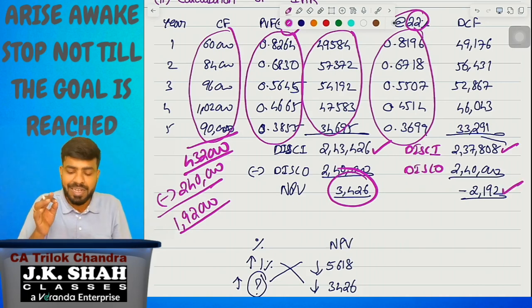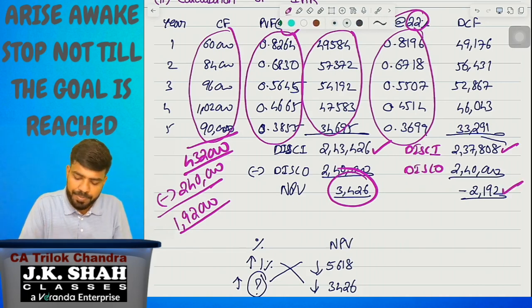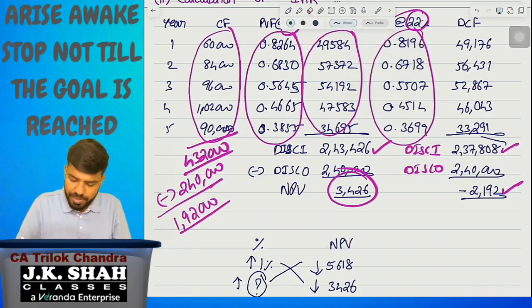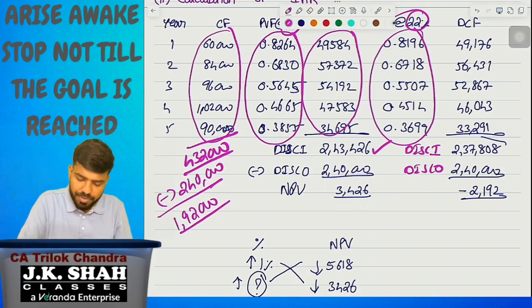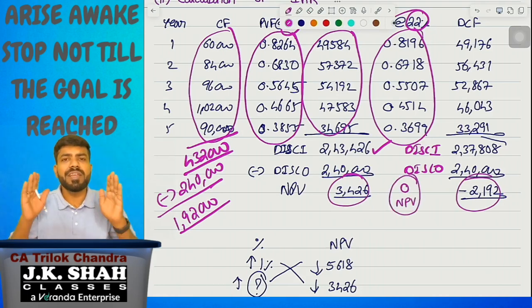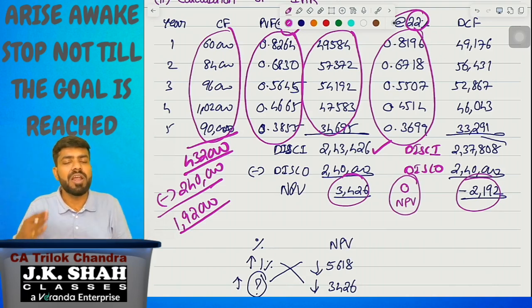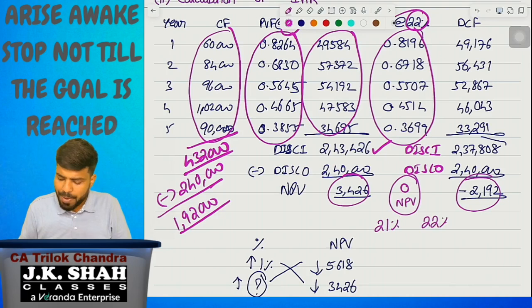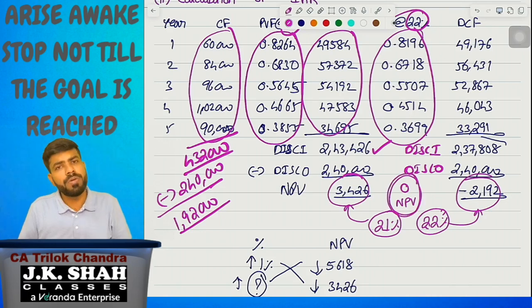Listen to me carefully. Here it is a positive value, and here it is a negative value. Positive, negative. Somewhere in between these two, NPV will be 0. That means one thing is concluded: my IRR is between 21% and 22%. When I take 21%, it is positive. When I take 22%, it is negative. Somewhere in between these two, NPV will be 0.